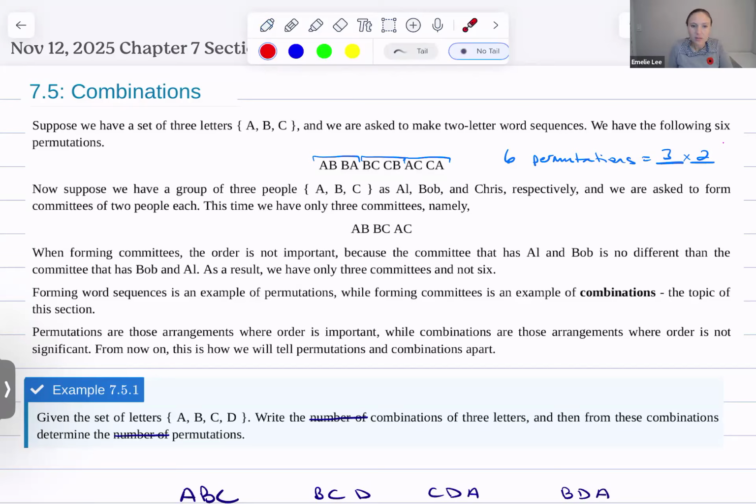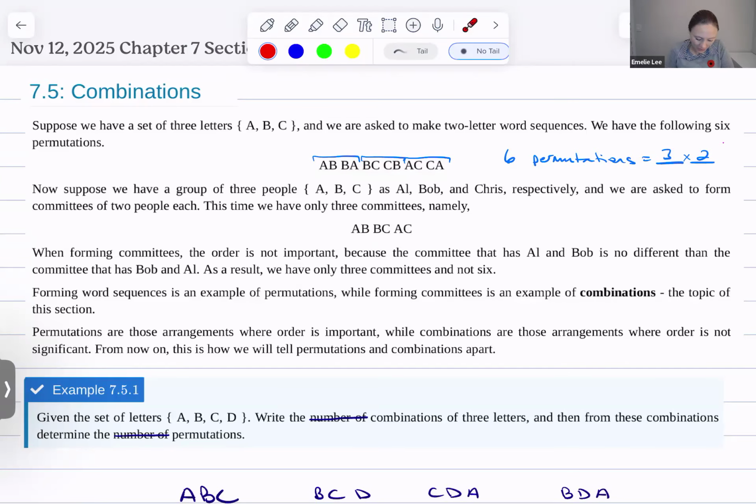And if order doesn't matter, then we would just summarize these two, AB, BA, as AB. And we would just say, well, a committee, a group of 2 people that has Al and Bob is going to be the same group as Bob and Al. And so the group is the same. And so that's what we're going to work on today.